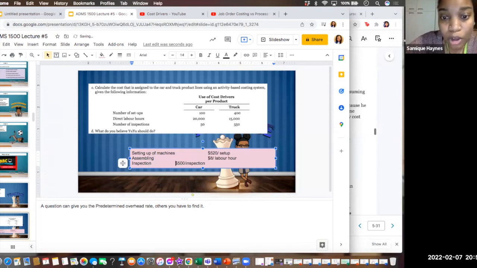So these are our activities, and these are our rates. Okay. So how much of setting up of machines is allocated to our car wheels? How do we find that out? Who thinks they know? Setting up of machines, $520 per setup. How much goes to the car? Right here, the car wheels. 52,000.